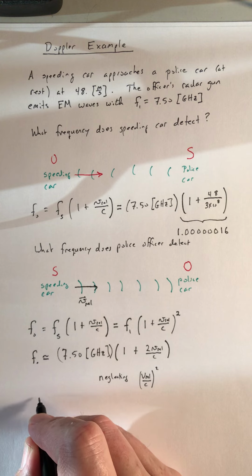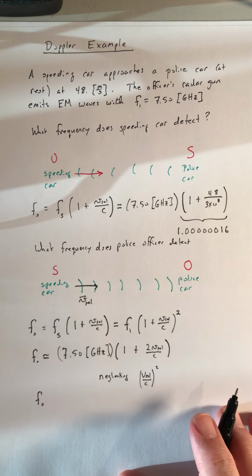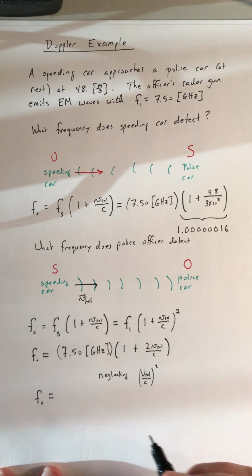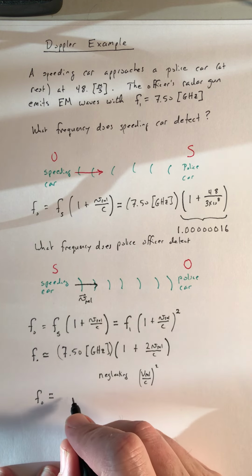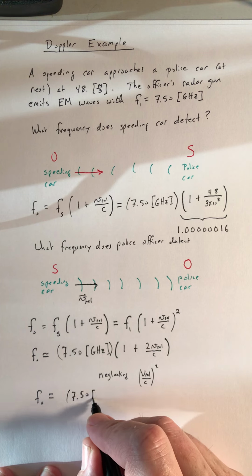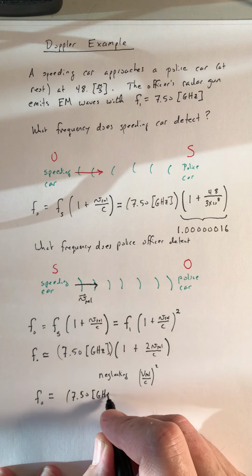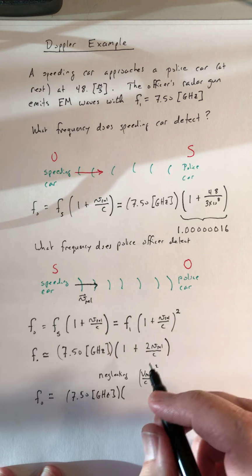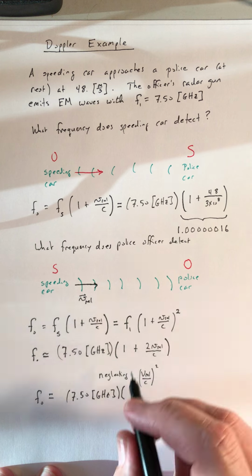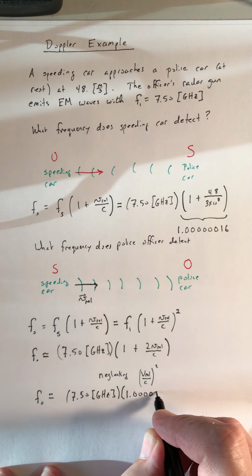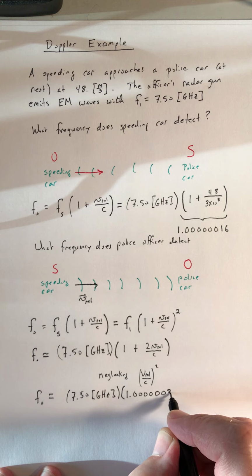This is going to give us an observed frequency that is just slightly higher than the emitted 7.5 gigahertz. 7.5 gigahertz times twice that, 1.0000003.